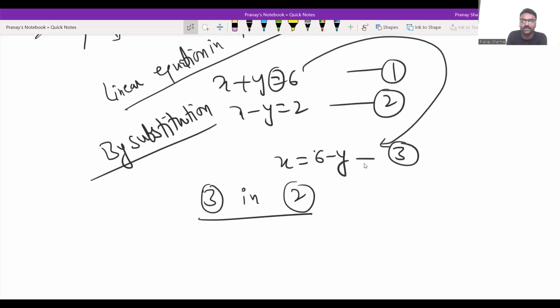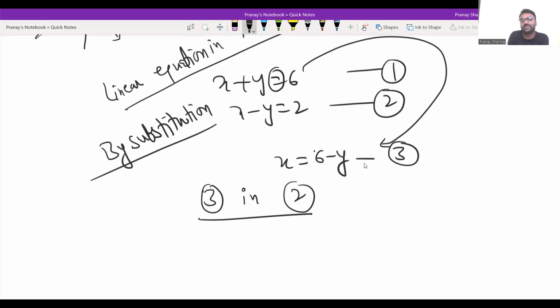Why is that? Why are we doing this? Because if we substitute the value of equation 3 in equation 1 itself, then we'll get 6 equals 6. That is not something that we are asked to calculate. We need to find the possible values of x and y so that we can have a conclusion drawn. Okay, this is going to be the solution.